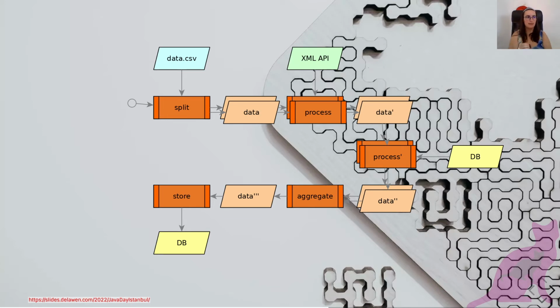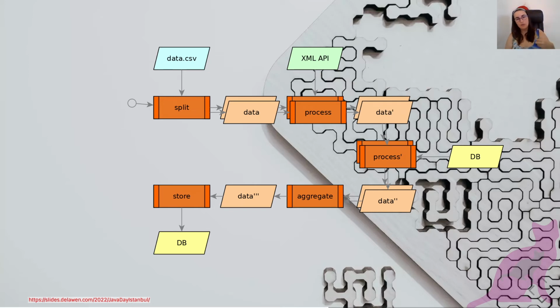We get a data CSV file. We want to iterate over each of the rows of this data CSV. We are going to split the thread of this workflow into one thread per data row. We are going to process these rows independently, calling some XML API to gather some data based on one of the values of this CSV.